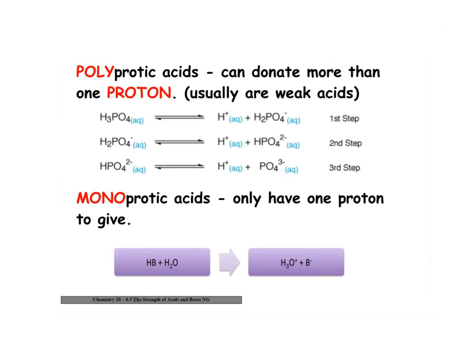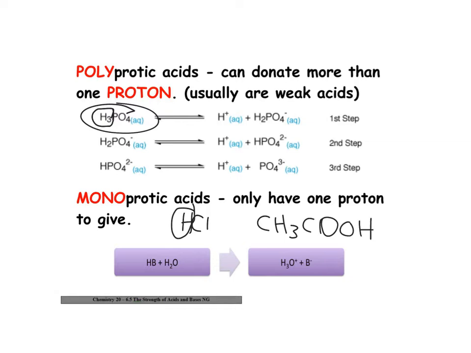So a polyprotic acid, something like H3PO4, has 3 acidic hydrogens. A monoprotic acid would be something like HCl, where there's only one acidic hydrogen, or something like acetic acid, which also has only one acidic hydrogen.